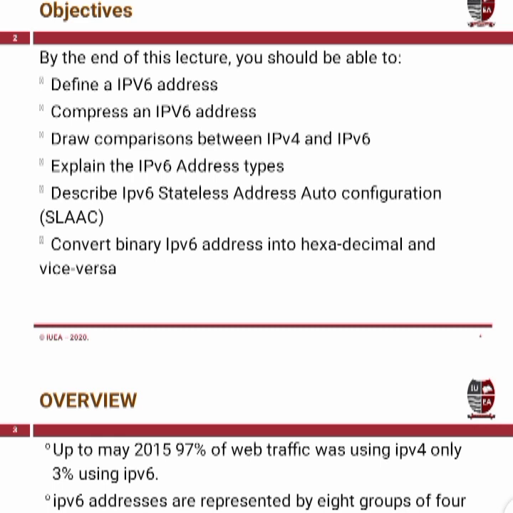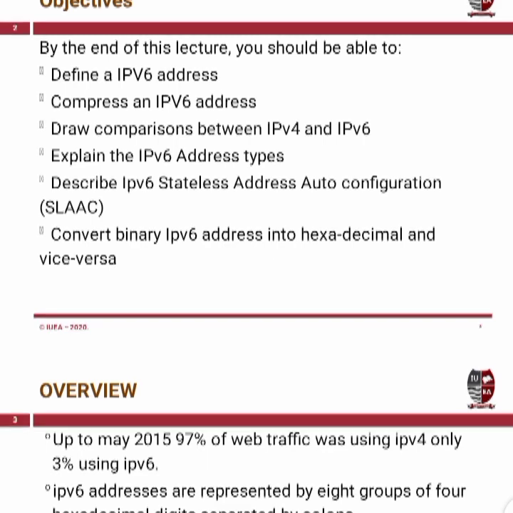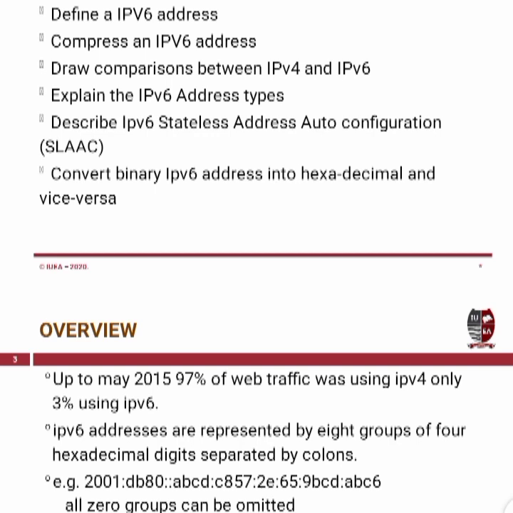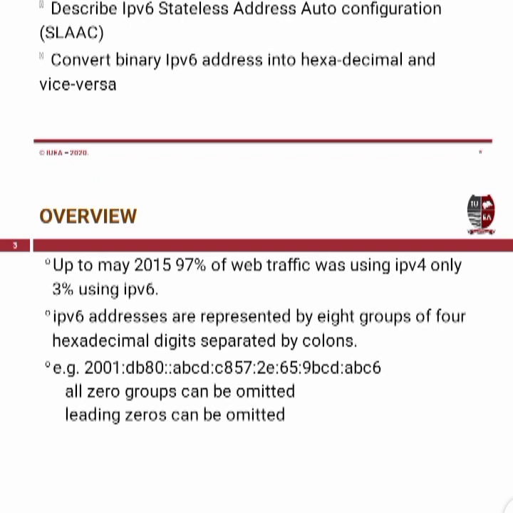Compress an IP version 6 address. Draw comparison between IP version 4 and IP version 6. Explain the IP version 6 address types. Describe IP version 6 stateless address auto configuration. Convert binary IP version 6 address into hexadecimal and vice versa.